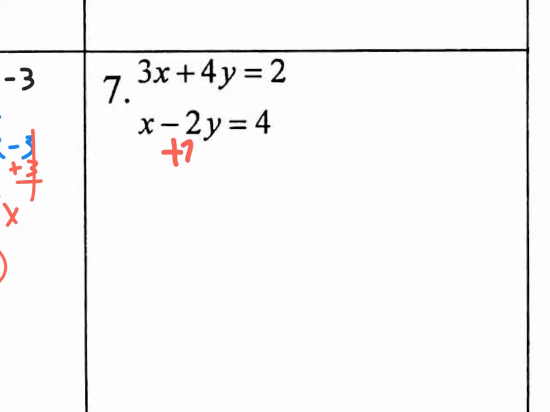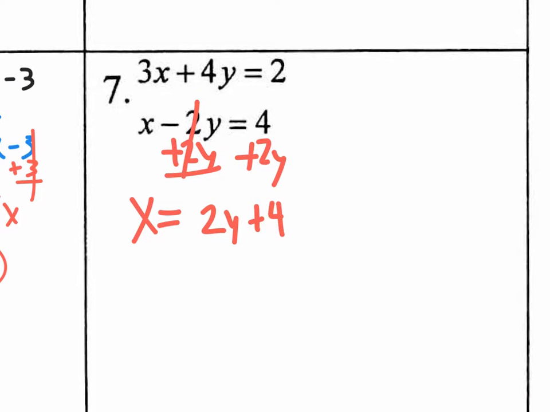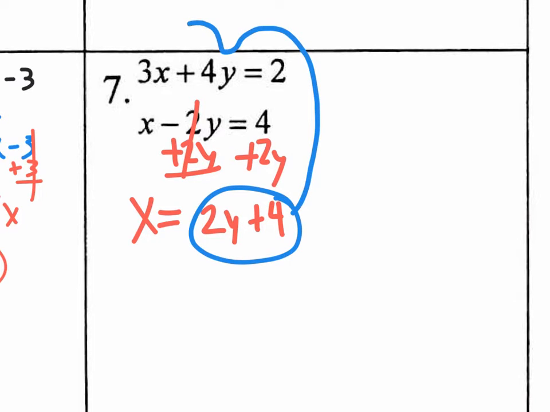So if you go plus 2y, you'll have x equals 2y plus 4. And now you could substitute into the equation you have not used. So I'm going to take this value and substitute it into the equation I have not used, not into the y, but into the x right here. Why? Because this is x. So I'm going to plug in 2y plus 4 in for x.